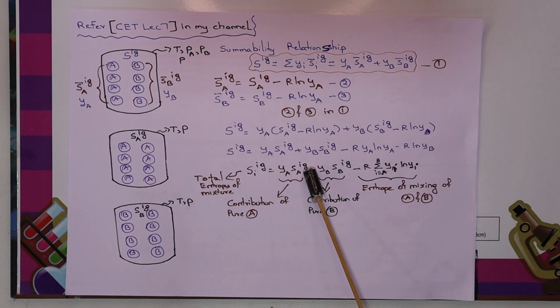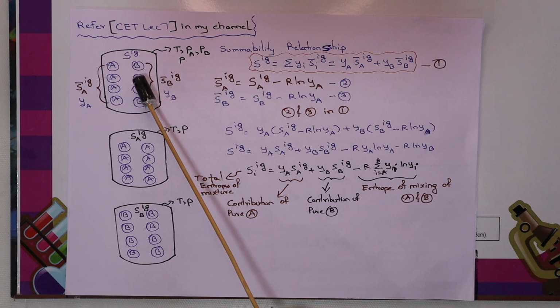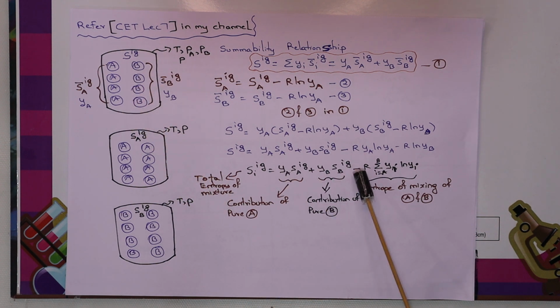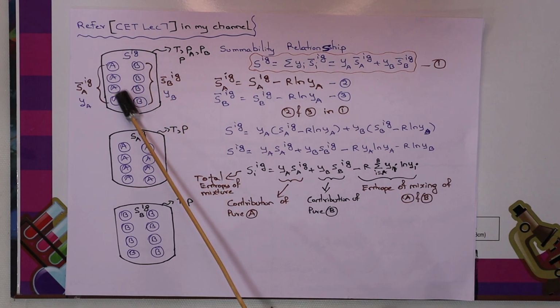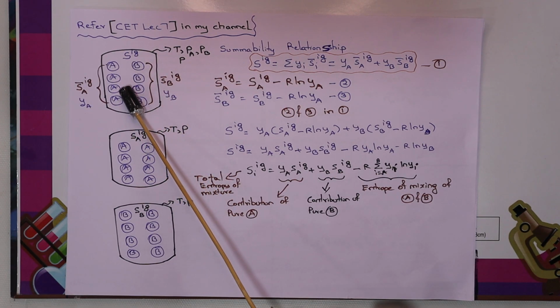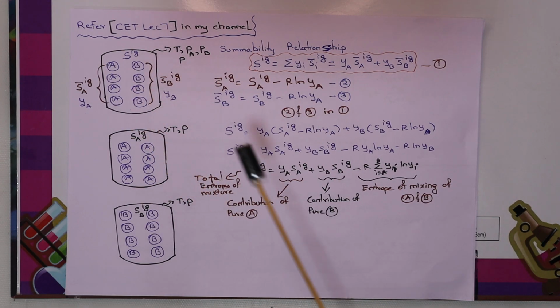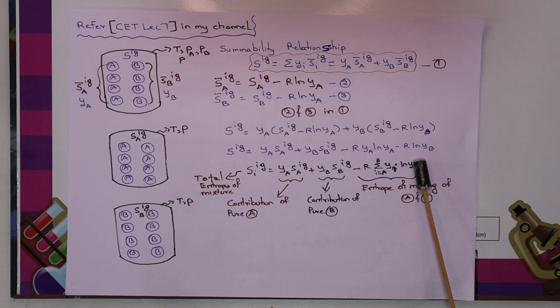So the contribution of pure A is Ya into SA in this mixture. The contribution of B is Yb into SB ig. Once A and B molecules come into the container, they both mix with each other, which generates additional entropy, which is called the entropy of mixing. That particular entropy of mixing is the third term.